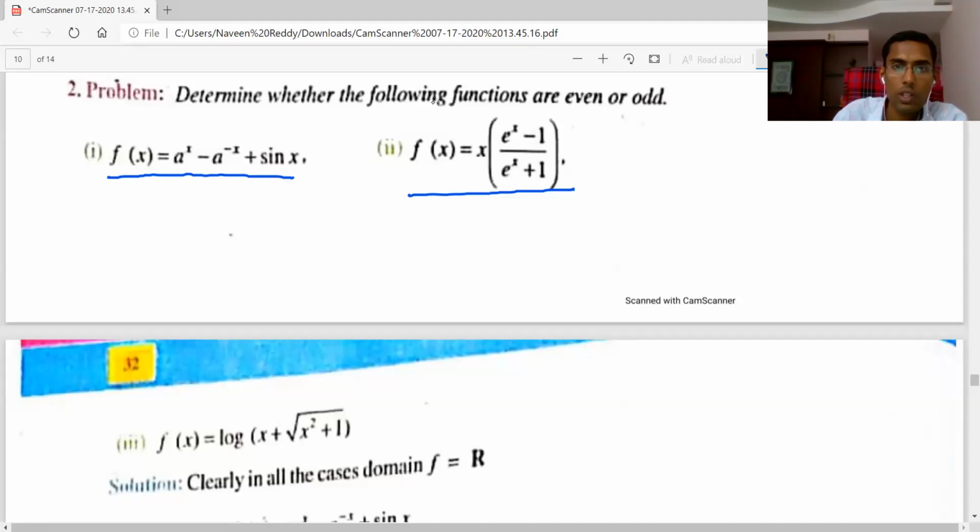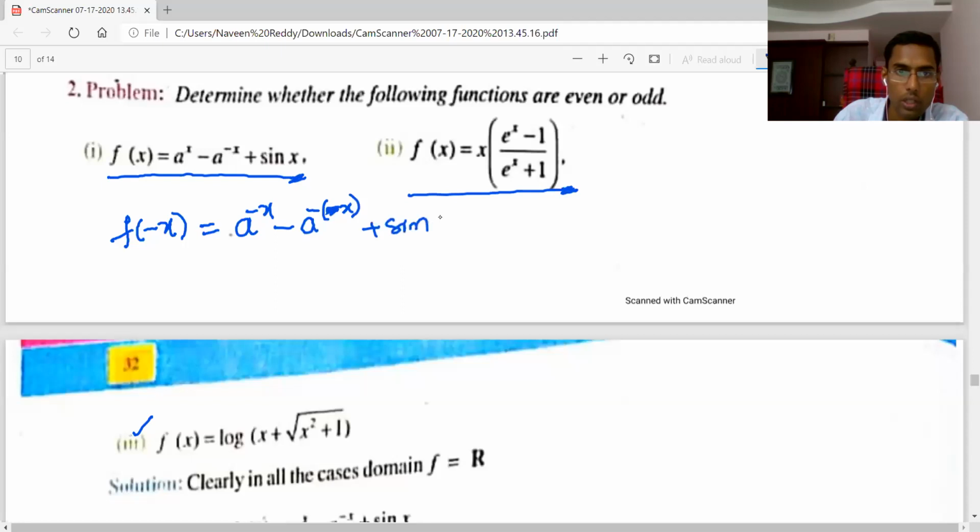The question is: determine whether the following functions are even or odd. So this function and this function you can just see, and another function is also there. Since I taught you exponents and logarithms, you can do this one. f(-x), if you write f(-x), what do you get? a power minus x minus a power minus of minus x. We are replacing x with minus x.